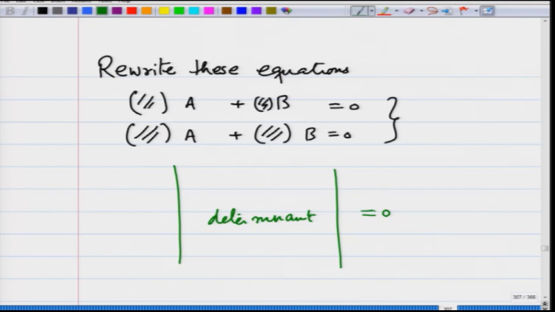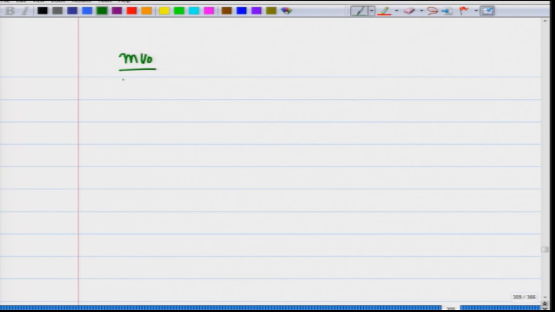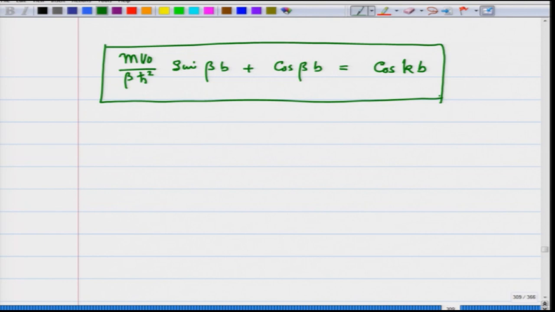And these equations, when their determinant is made 0, give me m v 0 over beta h cross square, sine of beta b, plus cosine of beta b, is equal to cosine of kb. I'll leave that working out to you. It's quite easy. The only difference between the general Kronig Penney that I obtained earlier and this is that right now my determinant becomes simpler. It's a 2 by 2 determinant. And this equation, I'll now show you, leads to band gaps.